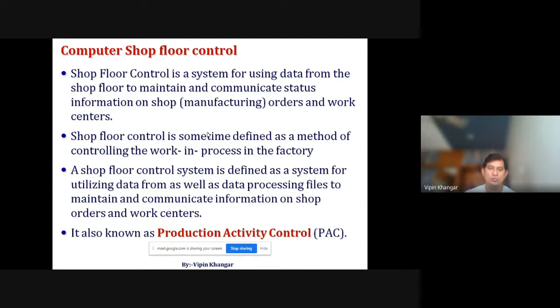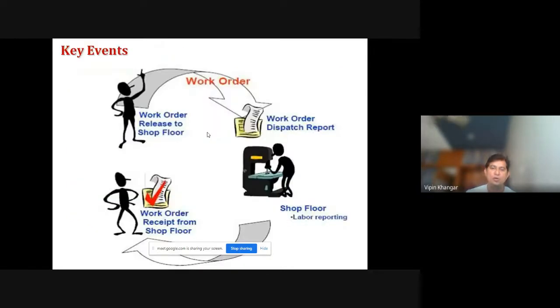Don't get confused with the words: shop floor control and production activity control are the two terms. When you talk about this, it is nothing but the production activity. What are the production activities taking place on the shop floor? The controlling of all this activity comes under the head of shop floor control. So your concept of shop floor control should be clear: whatever production-related or assembly-related activity happens on the shop floor, all that activity comes under shop floor control.